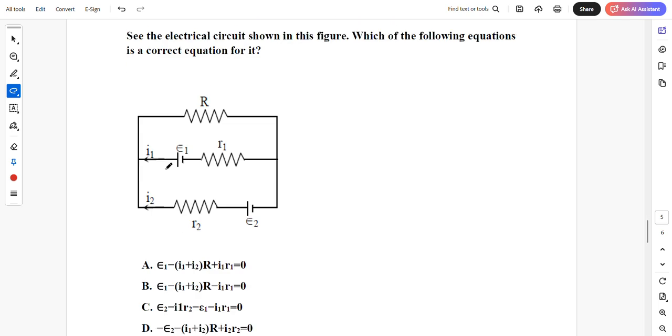Now this is the last problem. You will see the electrical circuit shown in this figure. Which of the following equations is the correct equation for it? This is I1, and this is I2.